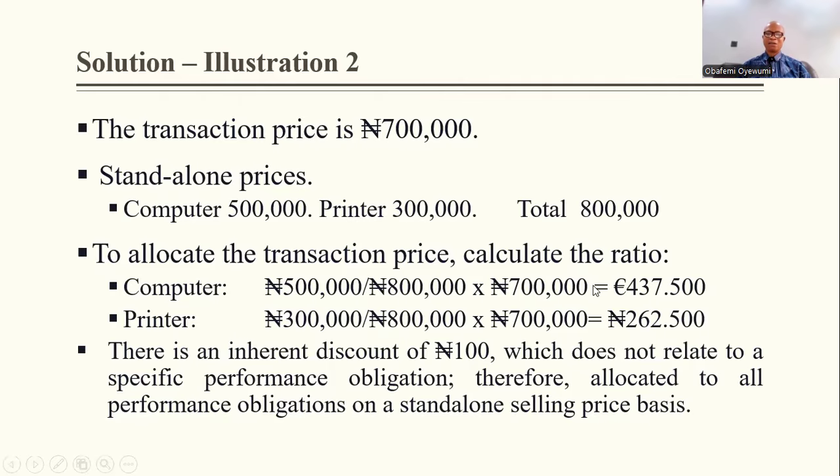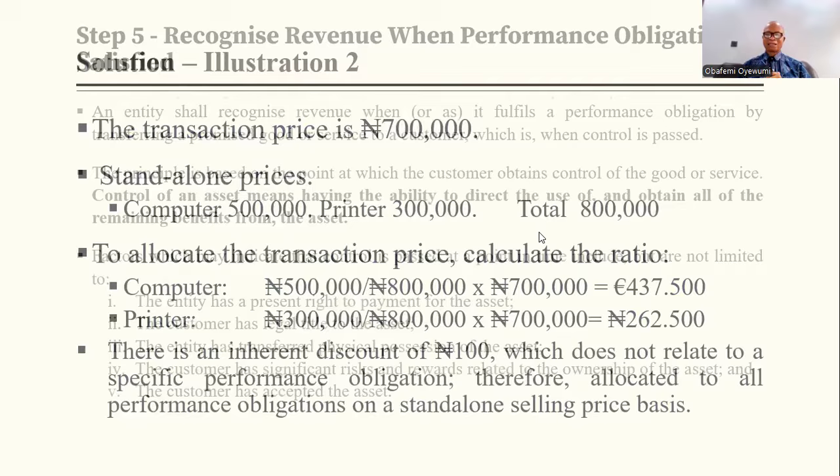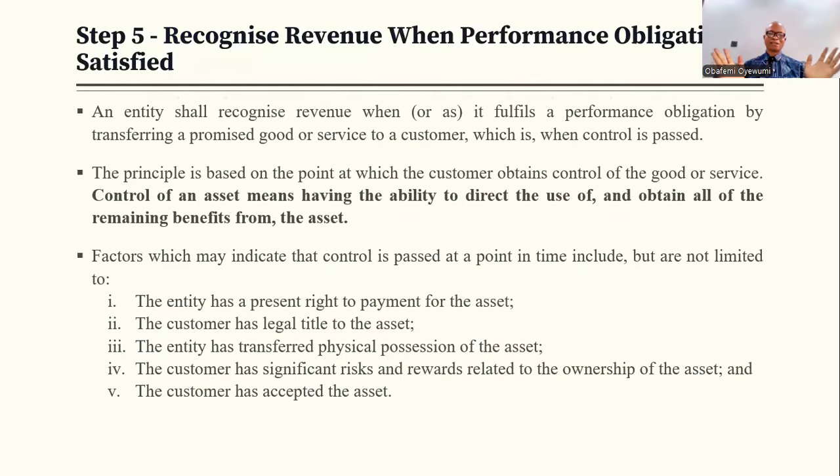Let's go to the last step. The last step is recognize revenue. Recognize revenue when the performance obligation is satisfied. We have been talking about, basically, you can see that all the steps are leading towards revenue recognition. So having satisfied the performance obligation, then we can now recognize the revenue.